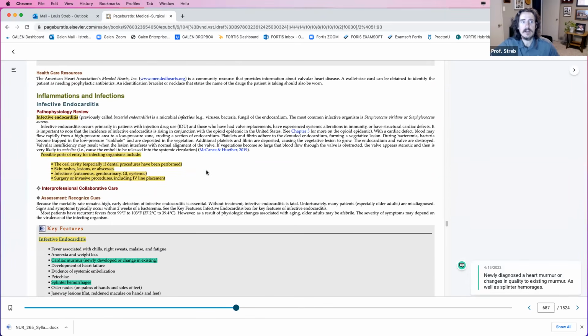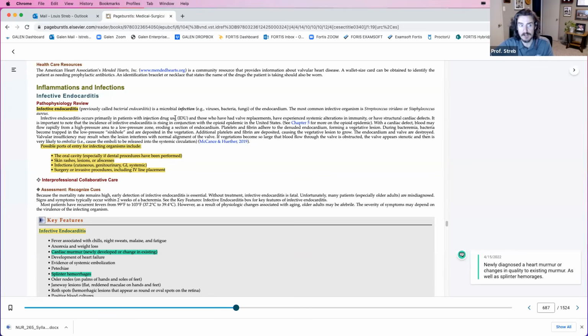So come down here to inflammatory and infectious type stuff. That's all we're talking about. Infective endocarditis. We're talking about a microbial infection. It can be viral, bacterial, fungal, whatever. Streptococcus. Man, these are the ones that really get you. And that's why I keep harping on them so much, because if you can understand that little concept, it makes all the bigger concepts make better sense.